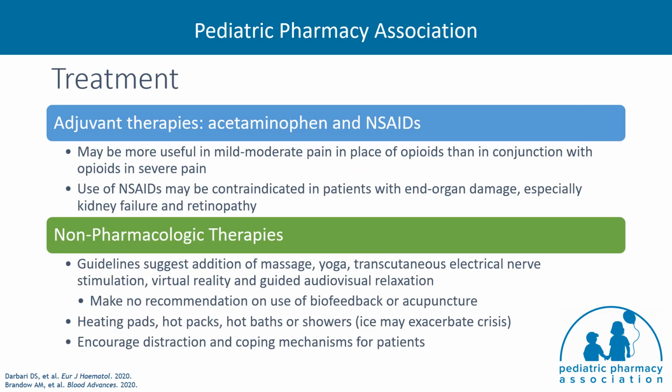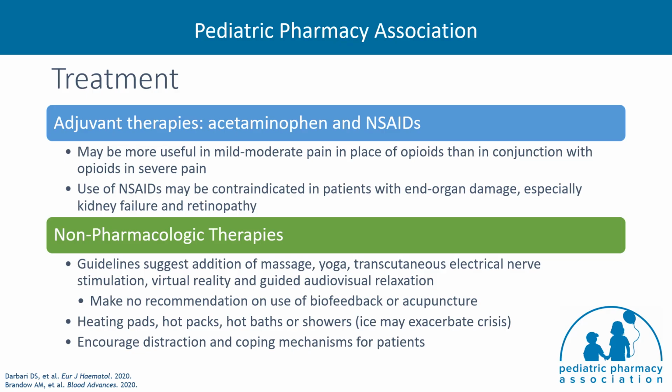For adjuvant therapies, we can think about acetaminophen and NSAIDs. So it can be more useful in mild to moderate pain in place of opioids and in conjunction with opioids in severe pain. So using it early is probably going to be more beneficial than just adding it on, though it can certainly act synergistically to improve pain control with opioids. We should not use NSAIDs in patients who have end organ damage, especially if it's kidney failure or retinopathy.